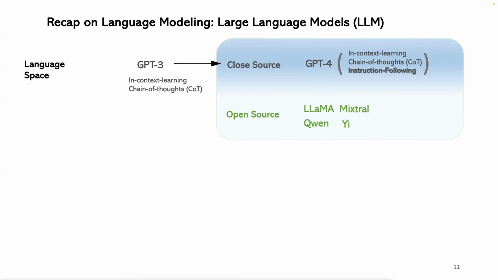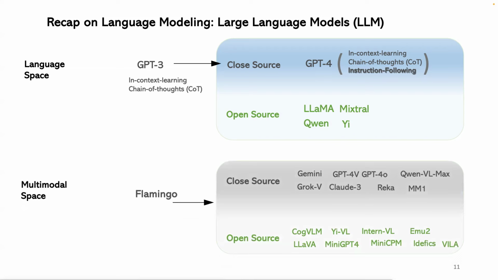In the language domain, we also see a lot of open models, including Llama and Mixtral. Last year we were talking about GPT-3.5 performance, and this year I think people are talking about whether we can reach GPT-4 level performance in the language domain.